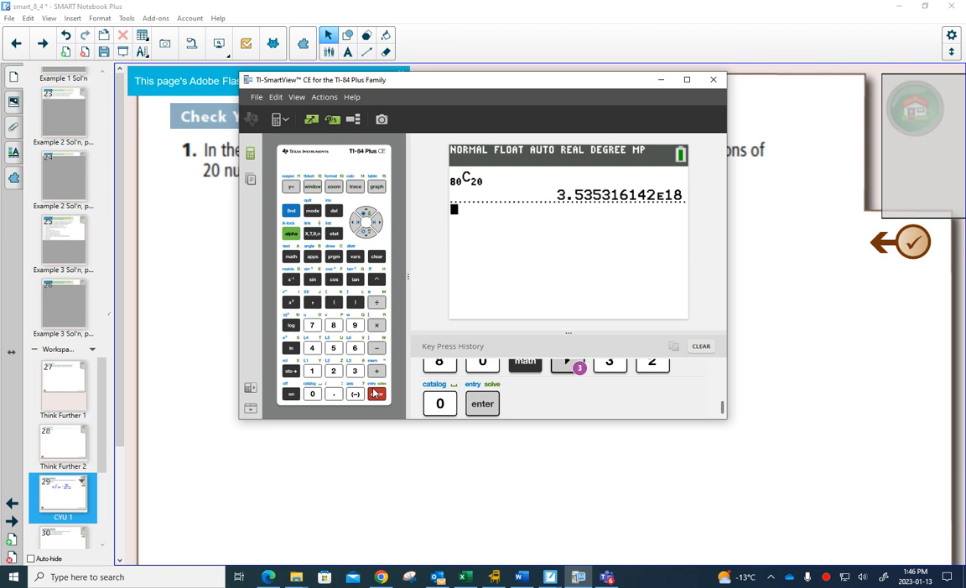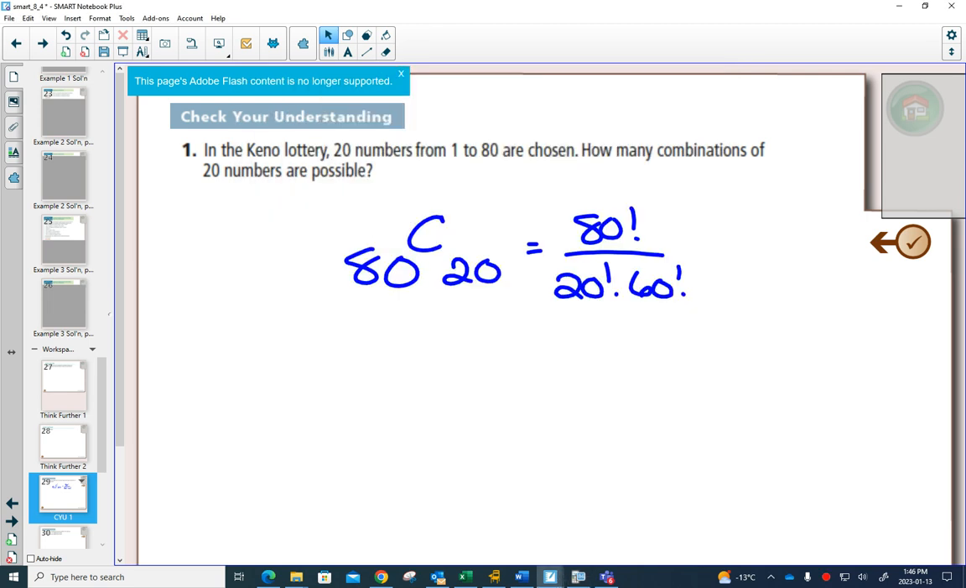3.53 times 10 to the 18. You see the e to the 18 at the end? Okay. Now, has anyone ever played the Keno lottery here? No. Have any of you heard of Lotto 649? Okay, that's probably the most common lottery in Canada.